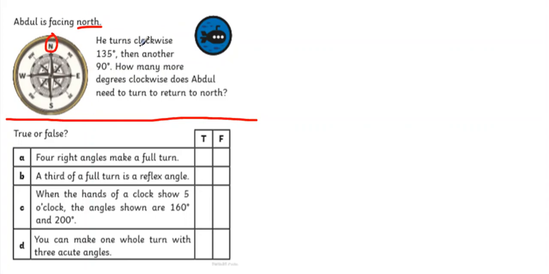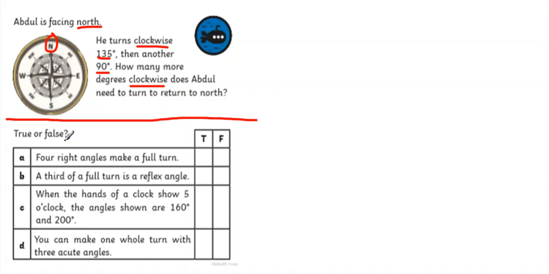He turns clockwise 135 degrees. So remember, clockwise is the way that the clock hands go around the clock, so that's this way. Then another 90 degrees. So he's still turning clockwise. So how many more degrees clockwise does Abdul need to return to north? So we're still going clockwise. Every single turn he makes is clockwise. Where does he reach and how many degrees more does he need to return to north?